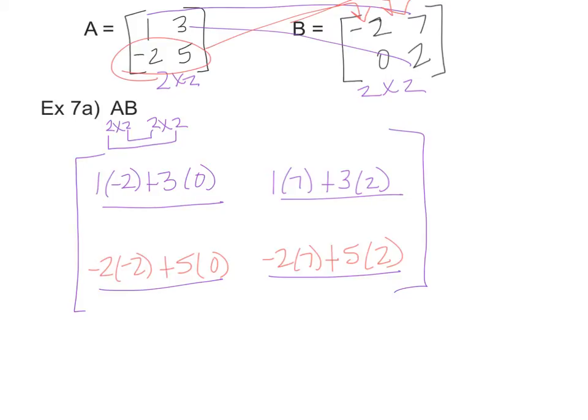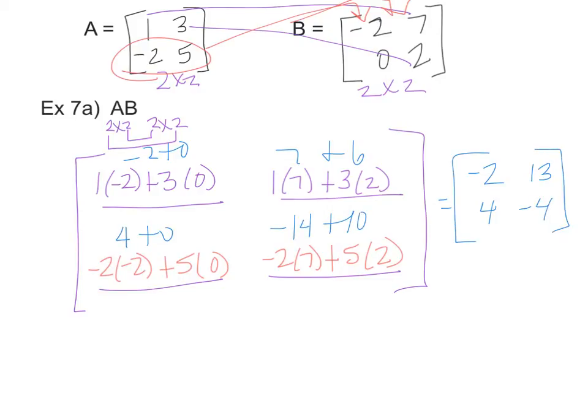All right, so this is now negative 2 plus 0. So if I'm going to write my answer, it's negative 2. 7 plus 6 is going to be a 13. 4 plus 0 is 4. And negative 14 plus 10 is a negative 4. So really, your final answer is nice and small. It's just that medium setup stage where you have the big blanks that you're filling in. Good. Let's do B times A and see how that differs.